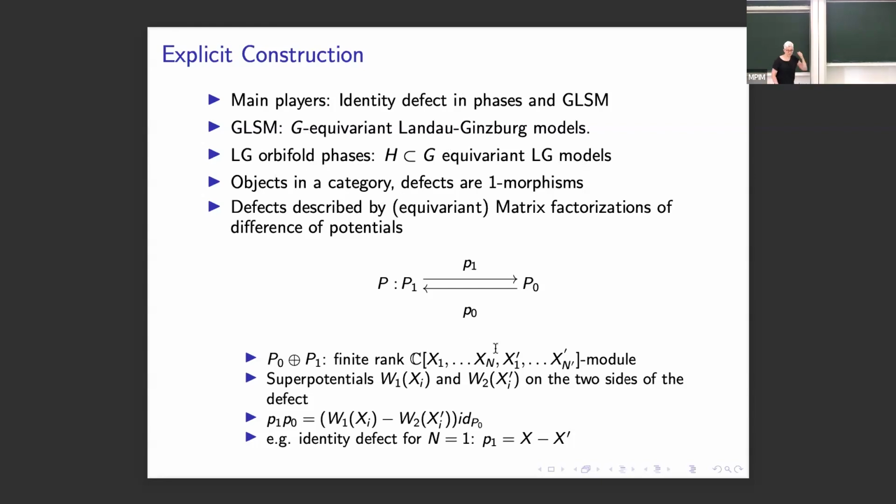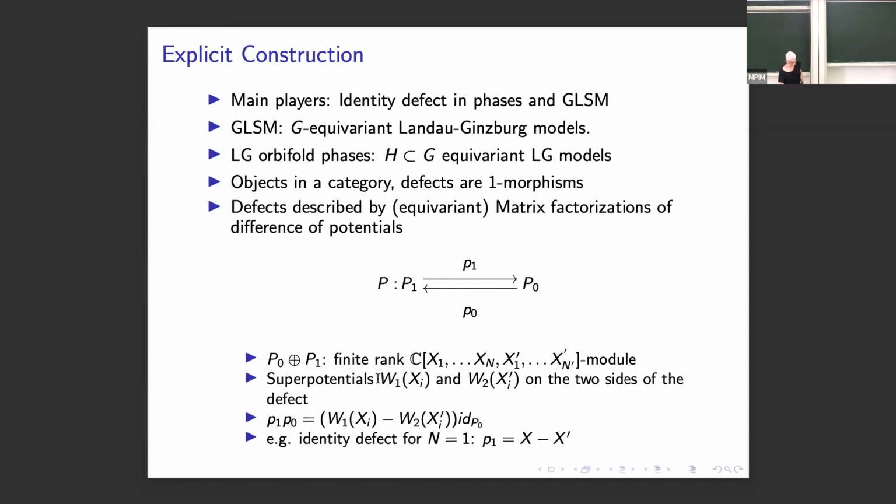And then we know that such defects are one morphisms in the category of matrix factorizations. And the matrix factorizations factorize the difference of the Landau-Ginzburg potential. So we have polynomial rings that refer to 2 sets of fields on the 2 sides of the defects. I denoted them here as X and X prime, referring to the different sides of the defects. And then there's a superpotential on each side of the defect.